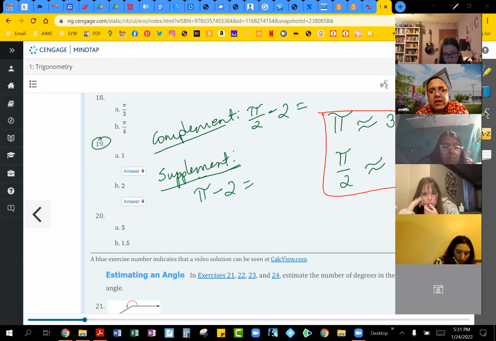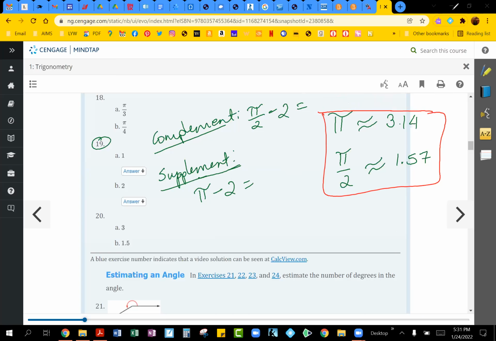So complementary angle and supplementary angle when your angle measurement is 2 radians. So let's start with the chat. And I would like each one of you to put what you think the complementary angle should be for 19 part B over here.